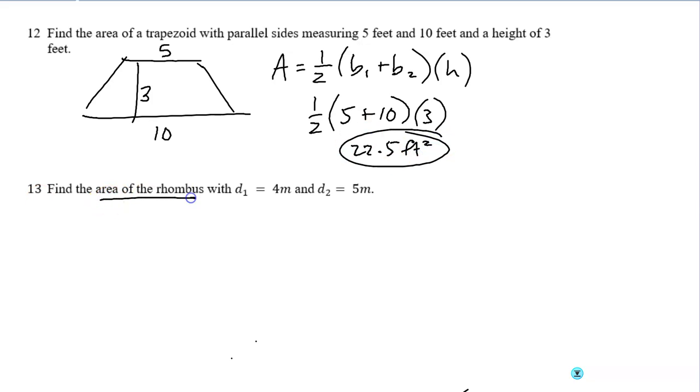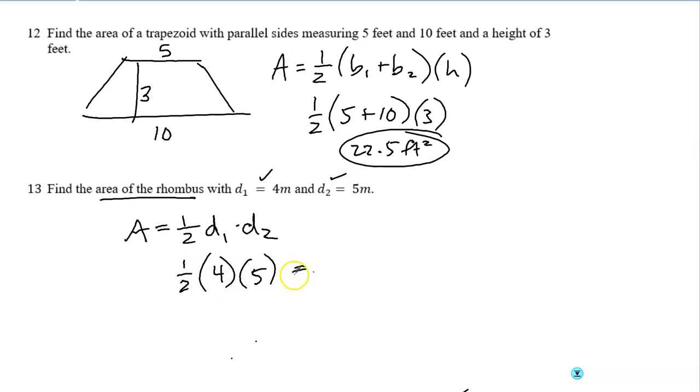13, find the area of the rhombus. Formula for rhombus's area is 1/2 d1 times d2. Good news, they gave you diagonal 1 and 2. You don't even have to do more work than that. Boom, half of 20 is 10, and this is meters squared. See what I mean by knowing those formulas? It really makes it easier.